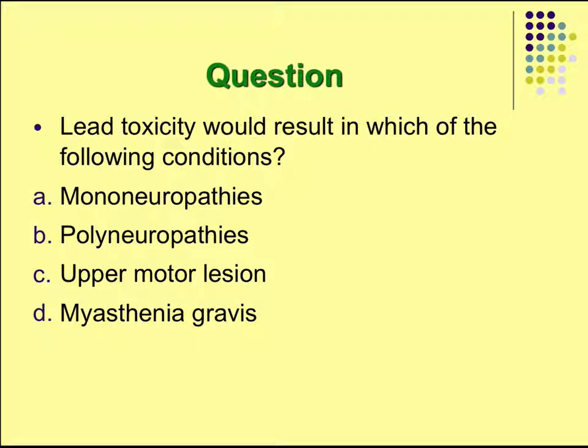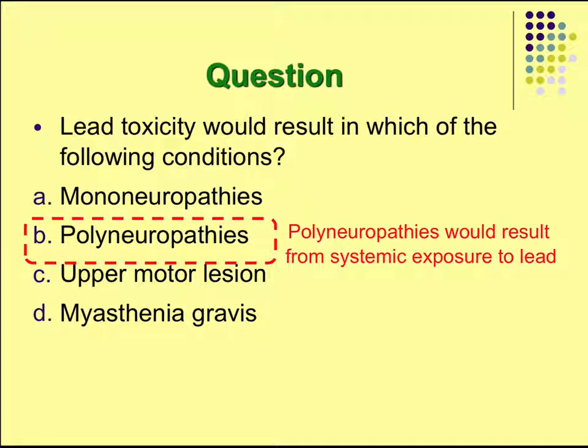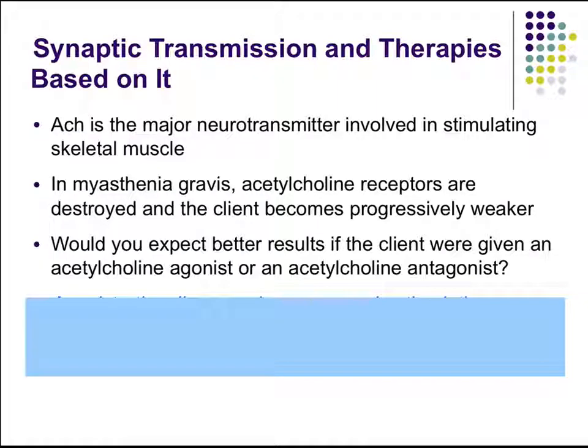So we will end with a few questions. So first is, lead toxicity would result in which of the following? So again, think of lead, it's systemic, it's going to go everywhere, and so many nerves are going to be impacted. So it's a polyneuropathy.